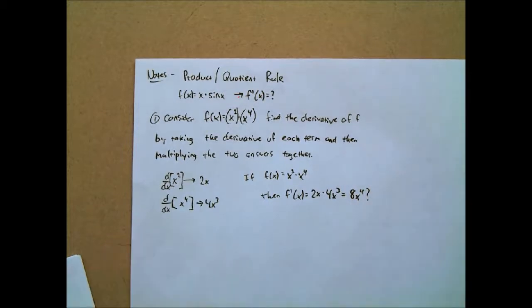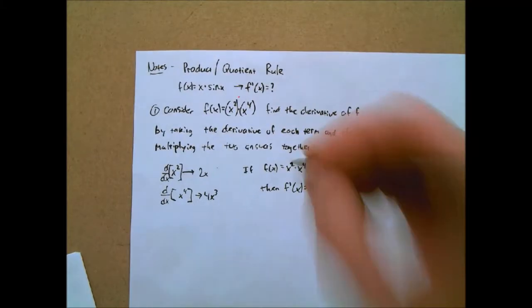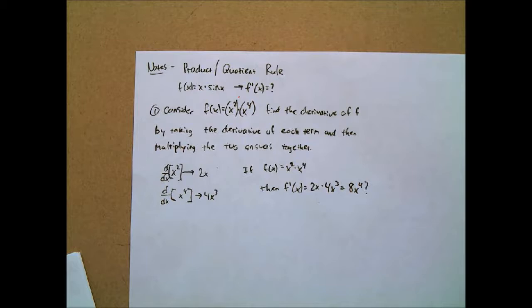So that's the temptation here to say this, because that's what we do with addition and subtraction, right? If we were adding these two things together, if it was x squared plus x to the fourth, then it would be 2x plus 4x cubed, no problem, right? If it was x squared minus x to the fourth, then it would be 2x minus 4x cubed. But if we have x squared times x to the fourth, can we say that the derivative of x squared times the derivative of x to the fourth is the same as the derivative of the overall thing? Well, so now let's take the derivative as we're supposed to, right?